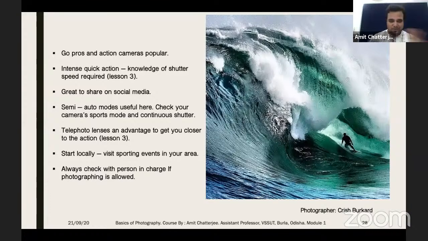At that point also, always check with the person in charge if photographing is allowed there before you start taking photographs, especially with action and sports photography.